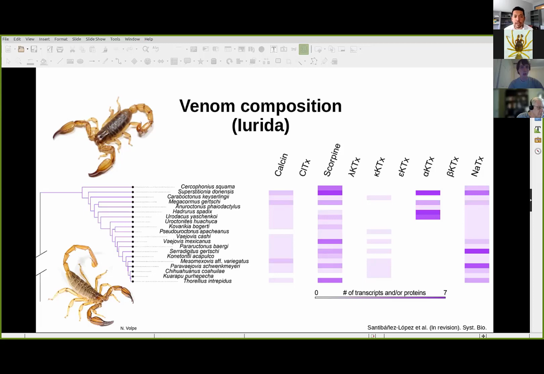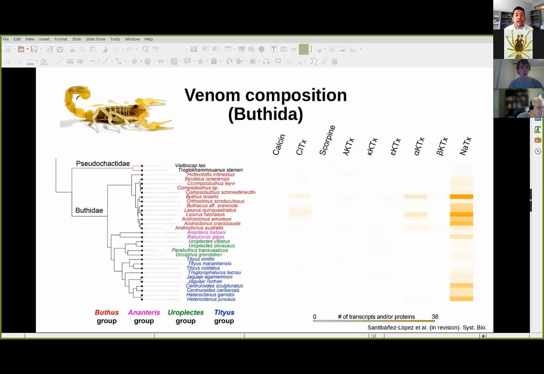And I'm just going to highlight here two things. Calcines are unique to urids, and the buthids, some of them, especially those from the Old World, will only have the chlorotoxins, those toxins that affect chloride channels. But more importantly, the number of transcripts that we found for the sodium toxin is greater in the buthids.